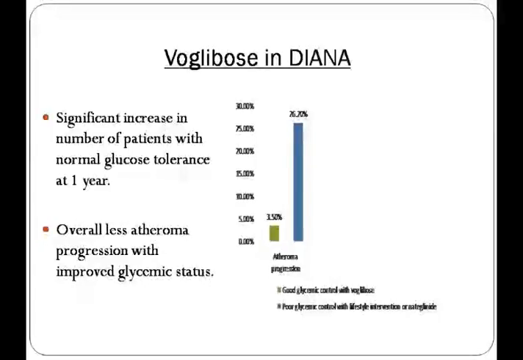In this DIANA study, Voglibose showed a significant increase in the number of patients benefiting. In this study, they had three groups: patients put on lifestyle, patients put on Voglibose, and patients put on nateglinide. In these three groups, they realized that those patients on Voglibose had a much smaller rise in postprandial sugar and less atheroma progression, while those on nateglinide had a much higher rise.